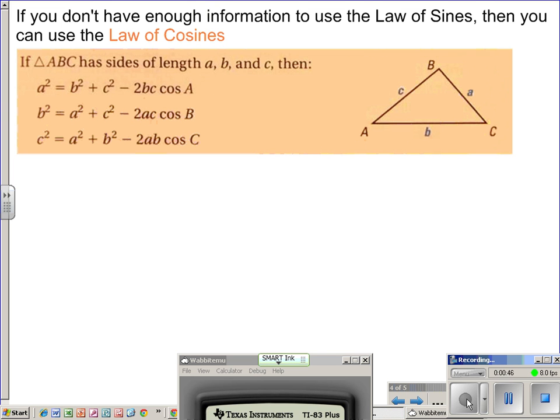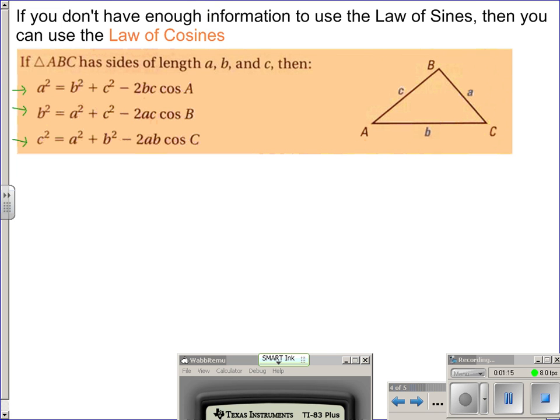So, the law of cosines, we're still dealing with a generic triangle. It's not a right triangle, it's a scalene triangle. You've got your three angles, A, B, and C. You've got the sides across from them, little a, little b, and little c. The law of cosines is an equation. Now, there's three different equations. Which one you use depends on what information you know and which information you're trying to find.